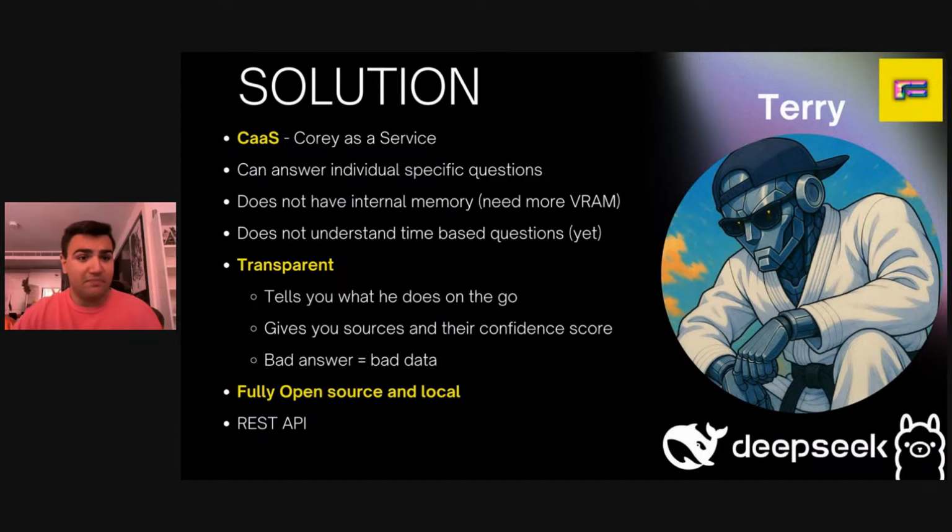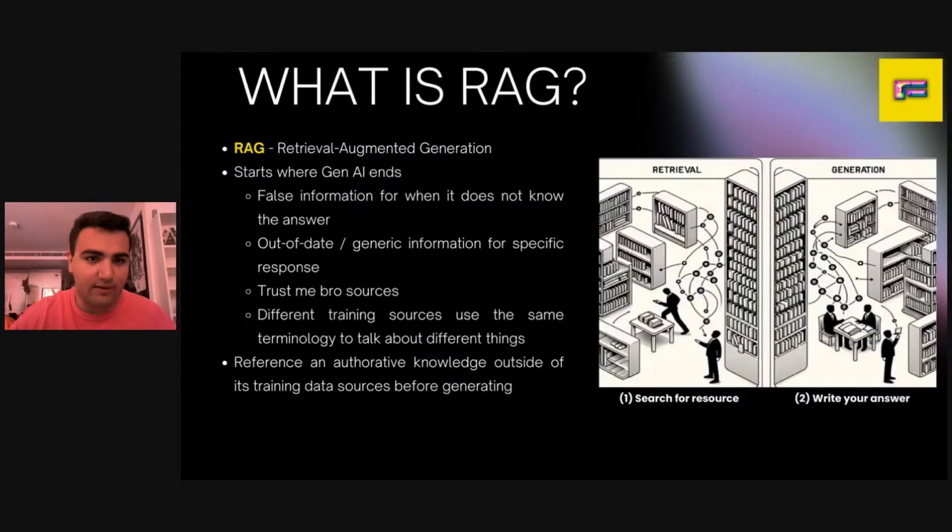So basically, the gist of it is, if it gives you a bad answer, most probably the data is bad. So you can reach out to that person and tell them, oh, this documentation is kind of crap. Can you fix it? And then when they fix it, Terry will automatically pick it up. Not on the spot, but we've got another process that will do that.